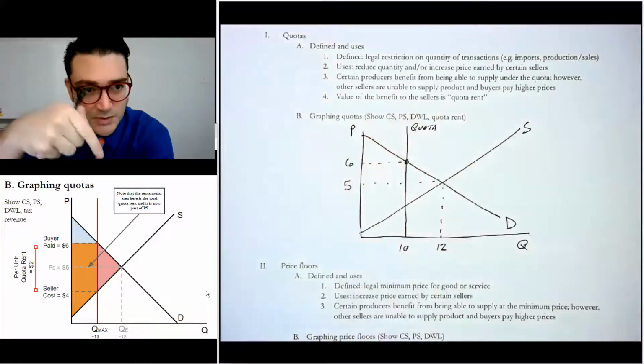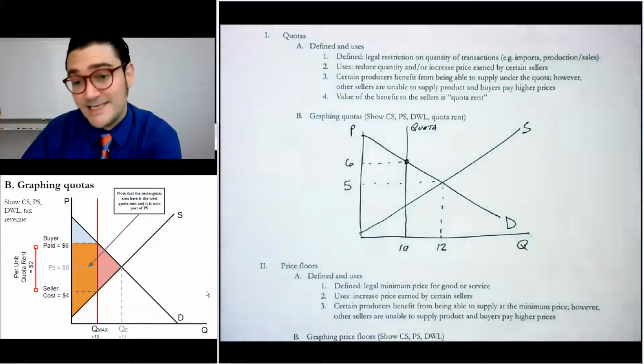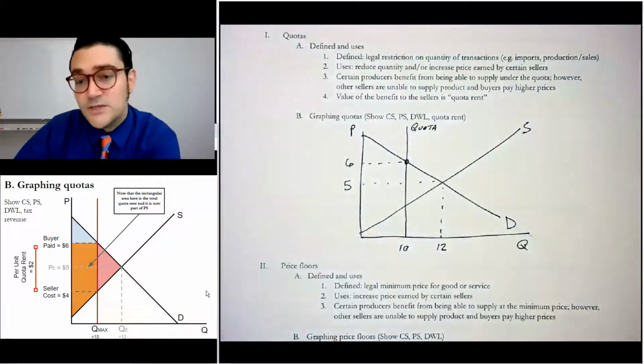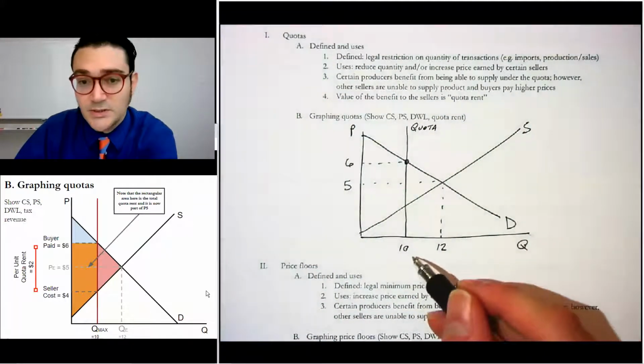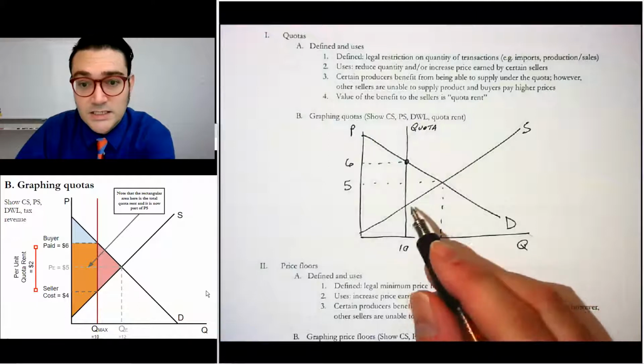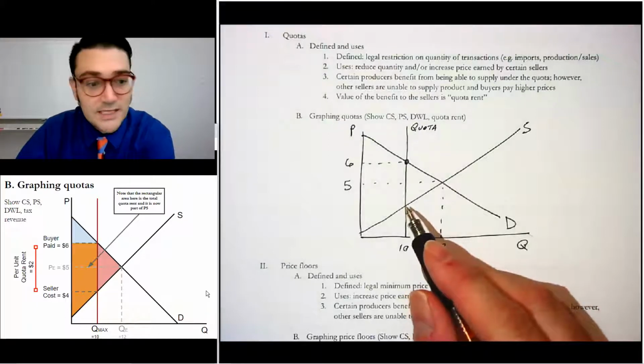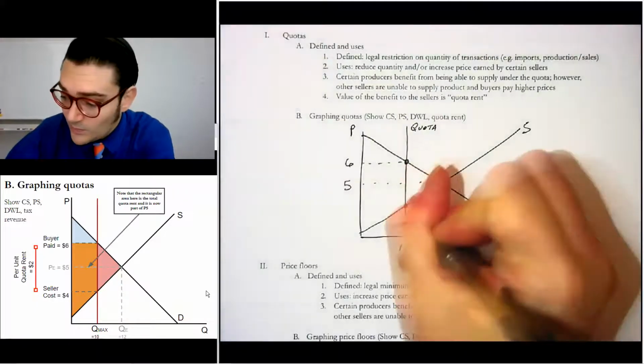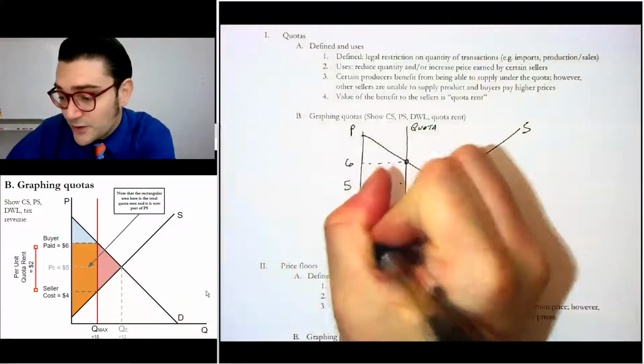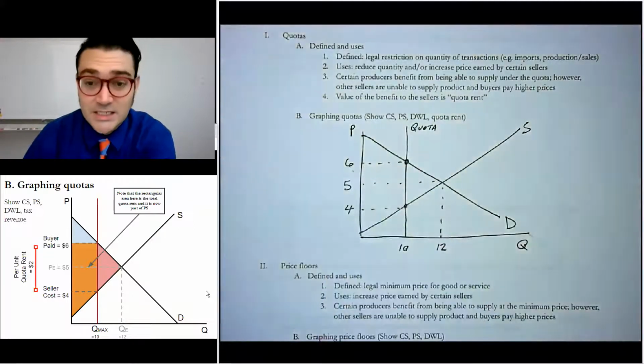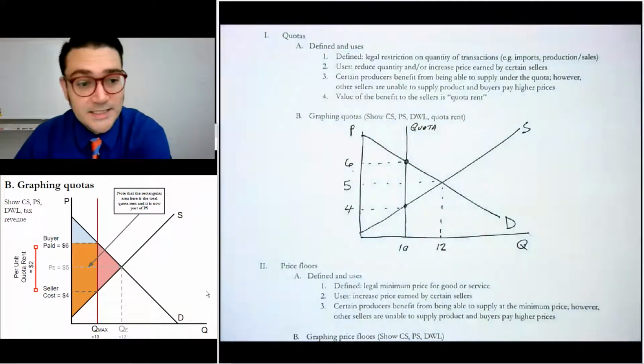And again, I'm just reading this right down below. So the price the buyers pay is 6, but the cost of producing 10 of these to the sellers is not 6. The cost is defined by the supply curve, and that's only 4. So they would have been willing to do it for 4, but they actually got 6. So they got some unearned benefit as a result.